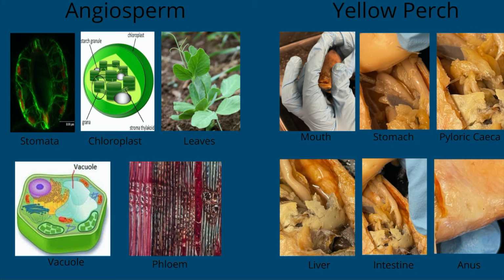The angiosperms store glucose in their leaves. When the nutrients are needed, the angiosperm uses vascular tissues called phloem. When the glucose nutrients are not used completely, they are stored in the vacuoles of the cells.